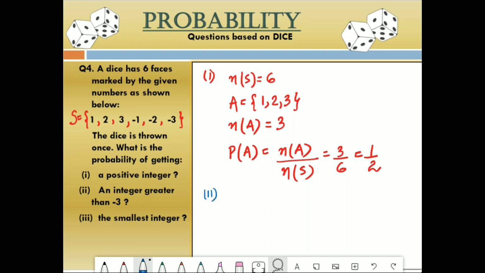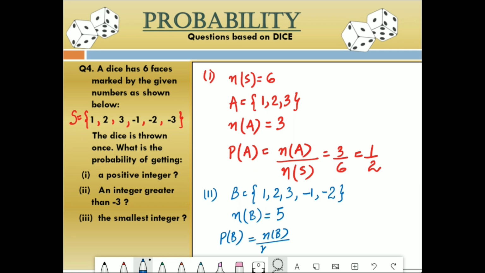Now we are going to solve the second part, an integer greater than minus 3. Okay, so our sample space for this will be integers greater than minus 3. It can be 1, 2, 3, and minus 1 and minus 2 are also greater than minus 3. So in this we have a total of 5 favorable outcomes. Using the formula, P of B is equal to n of B upon n of S, which is 5 divided by 6. So that's the answer. Now we will solve the third part.